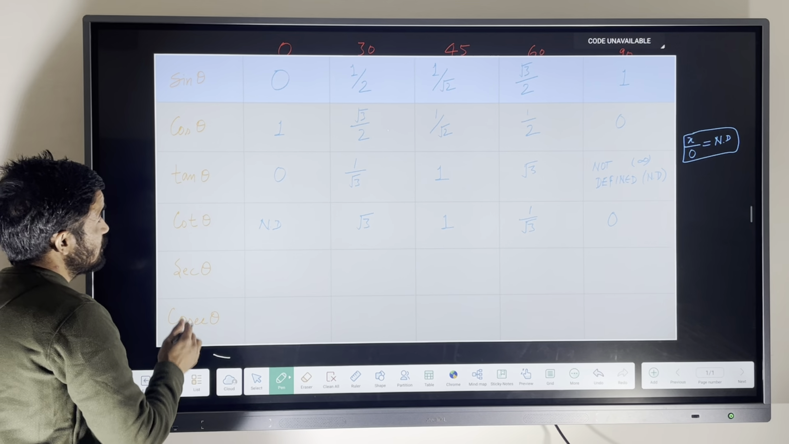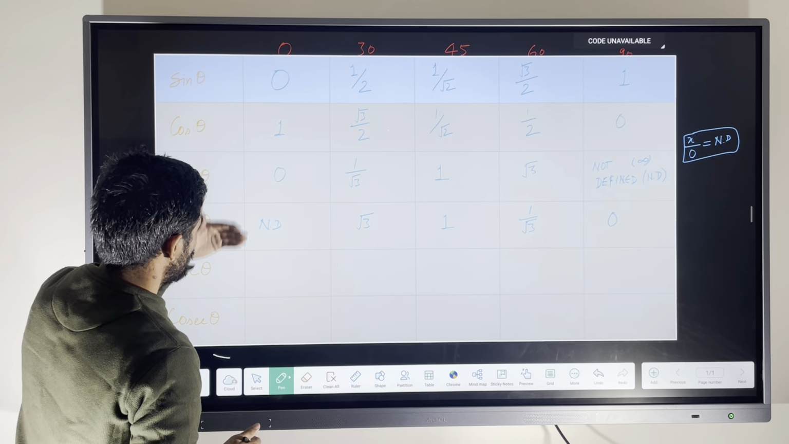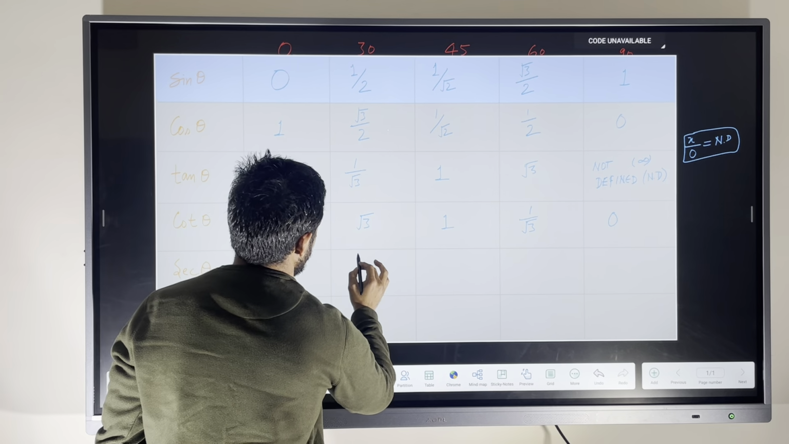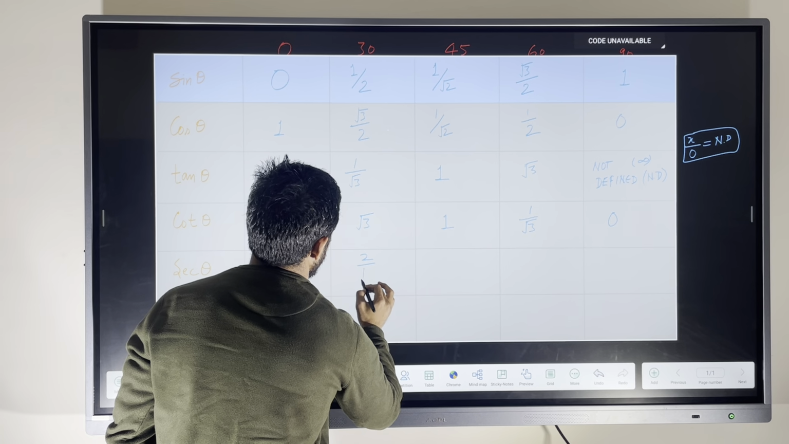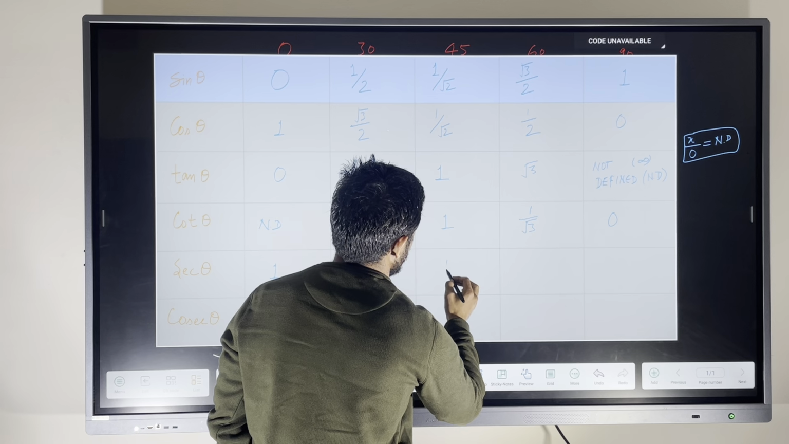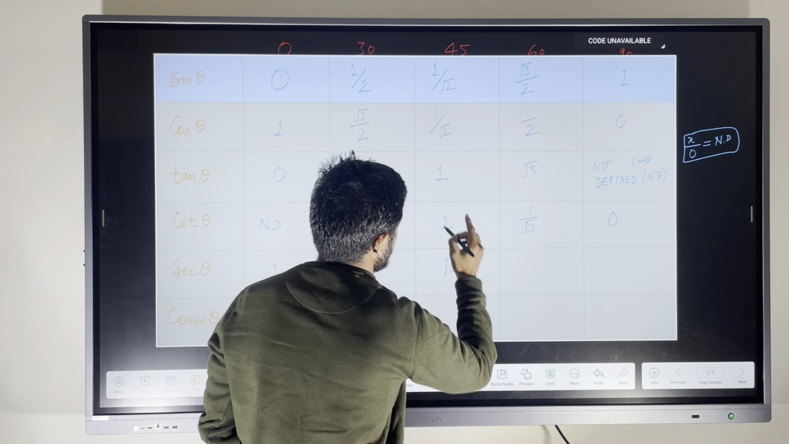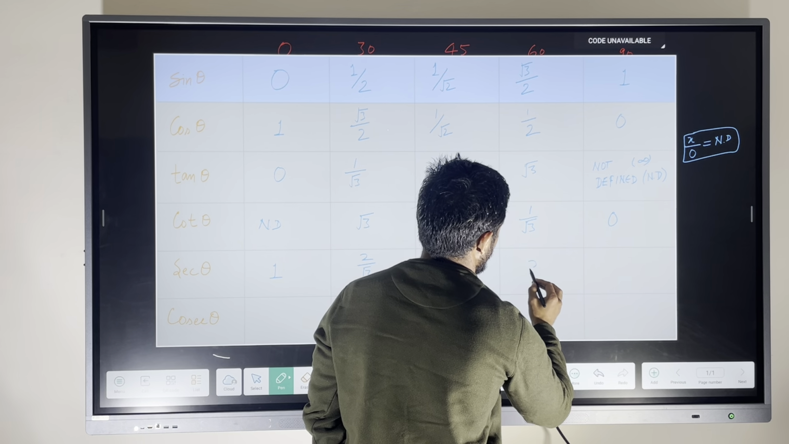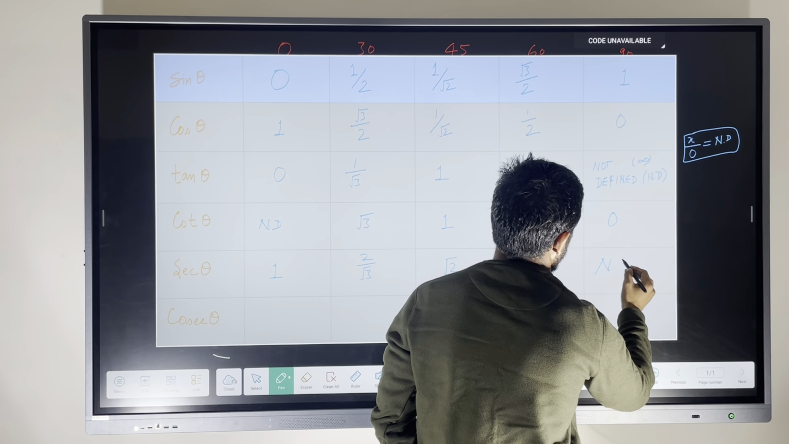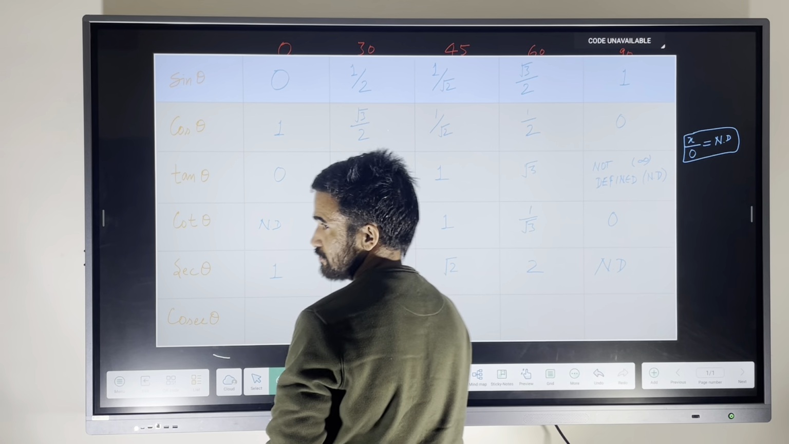Now sec theta was inverse of cos theta. So 1 upon 1 will be 1. This will be 2 by root 3. This will be root 2. This will be 2. And again 1 upon 0 will be not defined.